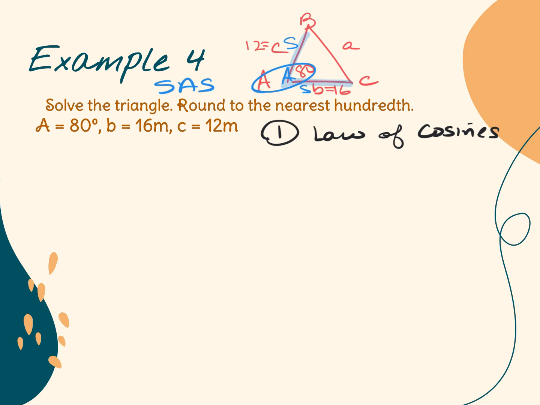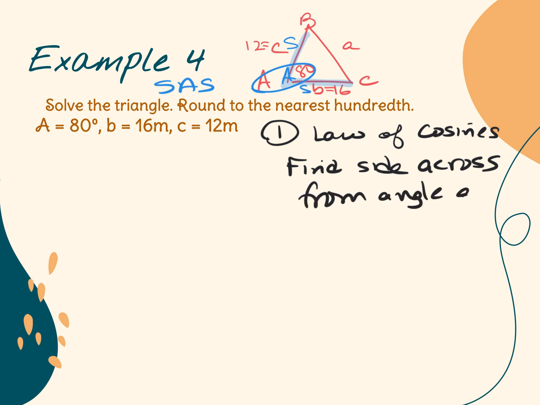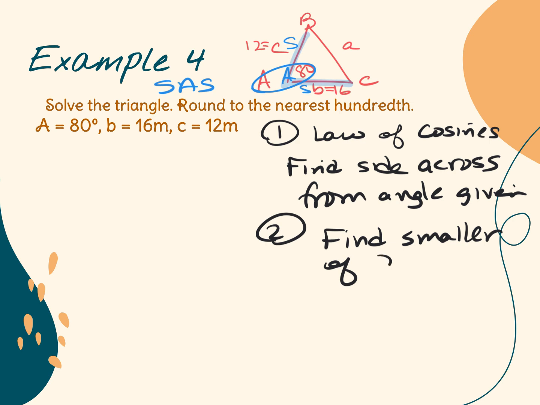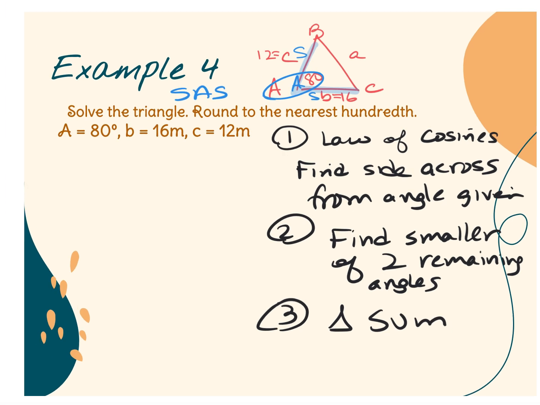And whenever it's SAS, we're going to find the side across from the angle that's given. And now just to stay consistent, step 2 is always going to be to find the smaller of the two remaining angles. So technically the smallest angle. And then step 3, we're going to use the triangle sum. So let's go ahead and take a look.